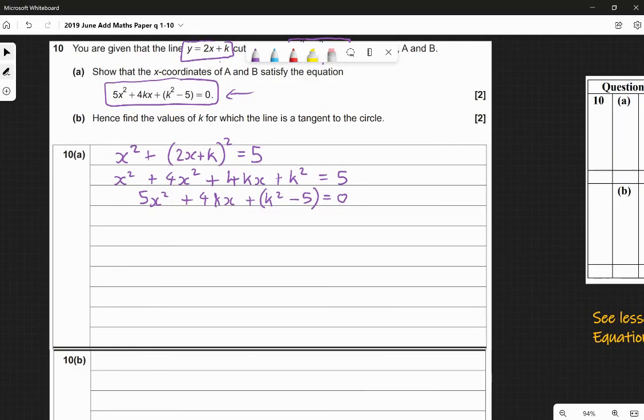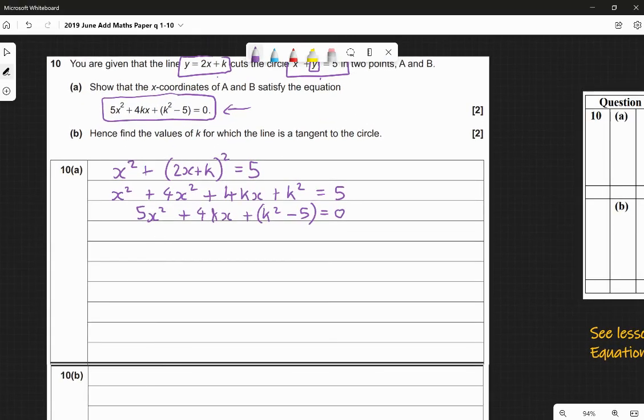Okay, so it says, hence find the values of k for which the line is a tangent to the circle. So I'm just going to sketch out the circle. So the circle will look something like this. This will be a terribly drawn circle, I imagine. There we go. It wasn't as bad as I thought. x squared plus y squared equals 5 will be a circle with a center at (0, 0) and a radius of root 5. So at each intercept it will be either root 5 or negative root 5.